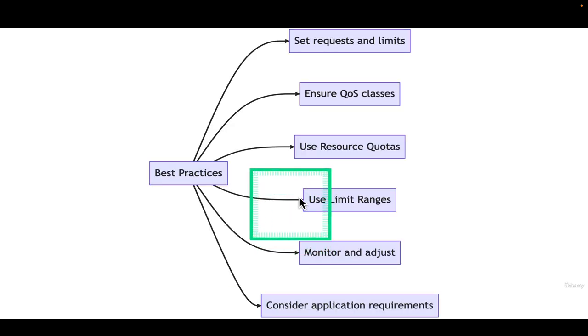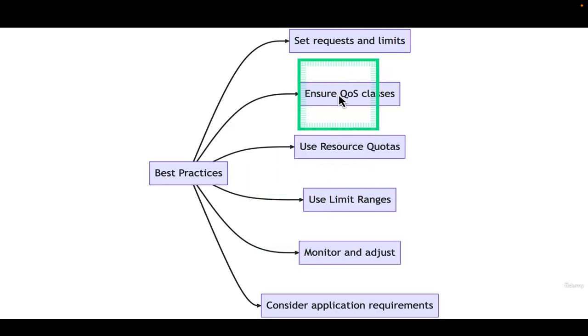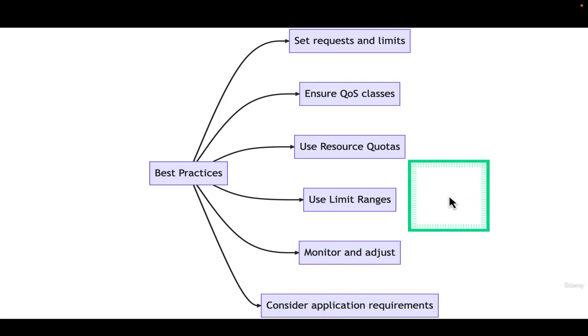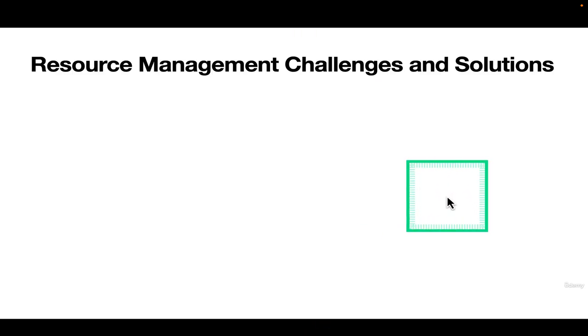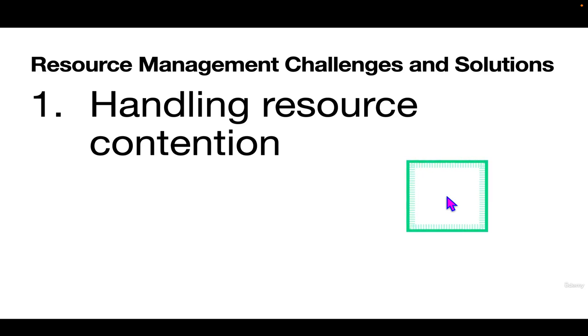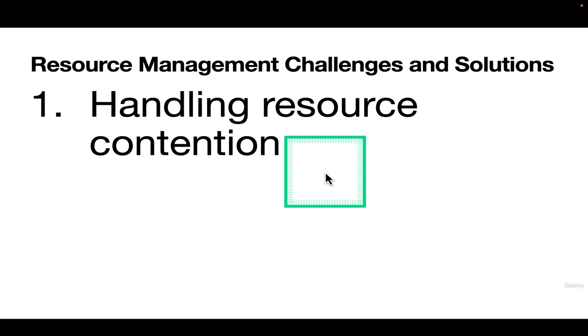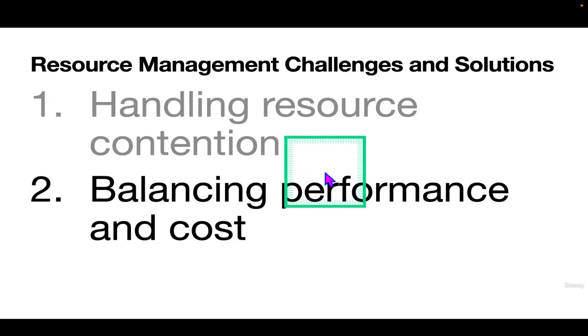So these are the best practices. Make sure you set requests and limits, ensure QoS classes, resource quotas, use limit ranges, monitor and adjust, and consider application requirements. Resource management challenges and solutions. Handling resource contention: resource contention can be addressed by setting appropriate requests and limits, implementing auto-scaling, and using quality of service classes to prioritize critical workloads.